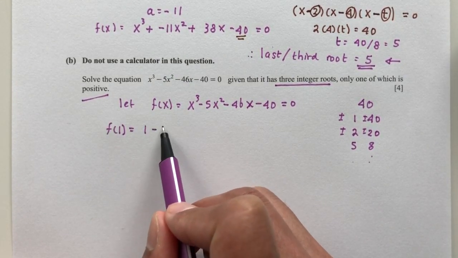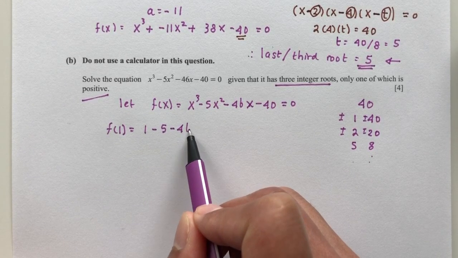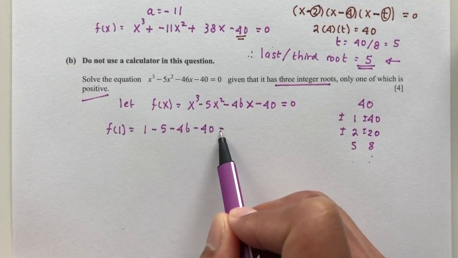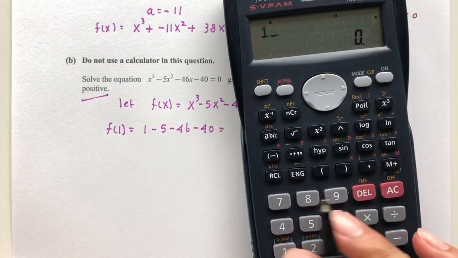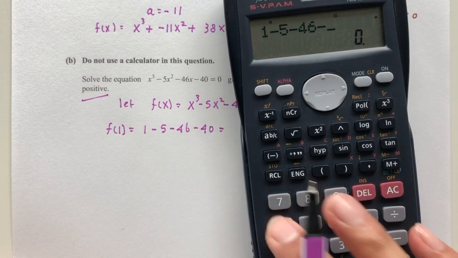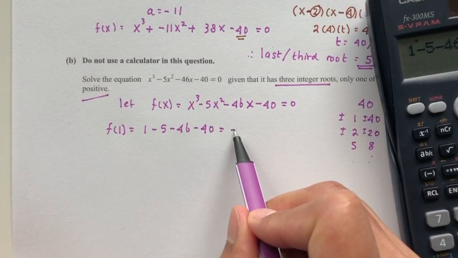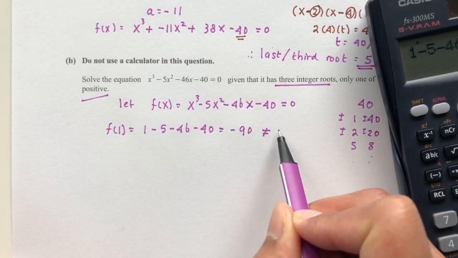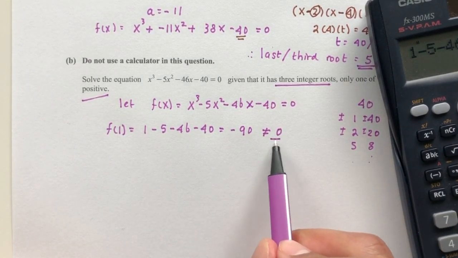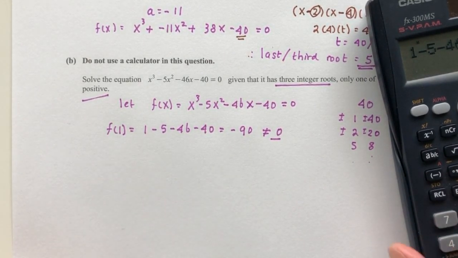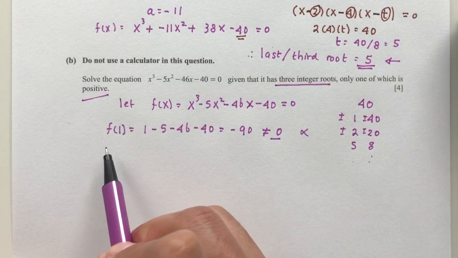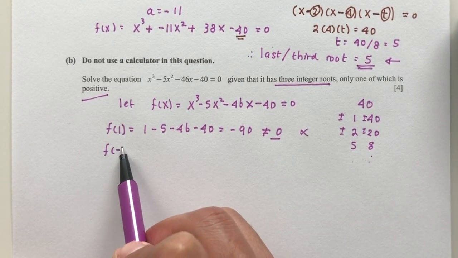It is 1 minus 5 minus 46 minus 40. It is equal to what? So 1 minus 5 minus 46 minus 40, it is minus 90, which is not equal to 0. So we're looking for the value 0 when we replace the values inside. So this is not good. So let's take f equal to minus 1.